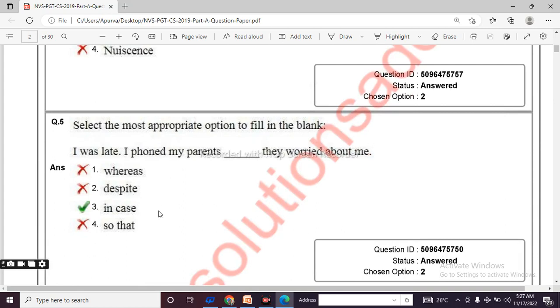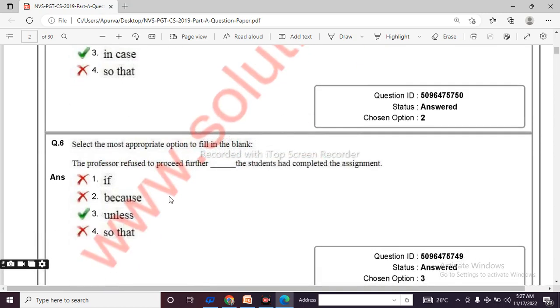Select the most appropriate option to fill in the blank. I was late, I phoned my parents, blank they worried about me. I was late, I phoned my parents in case they worried about me. So whereas will be an absolutely incorrect answer. Despite they worried about me will also not work. In case will work.